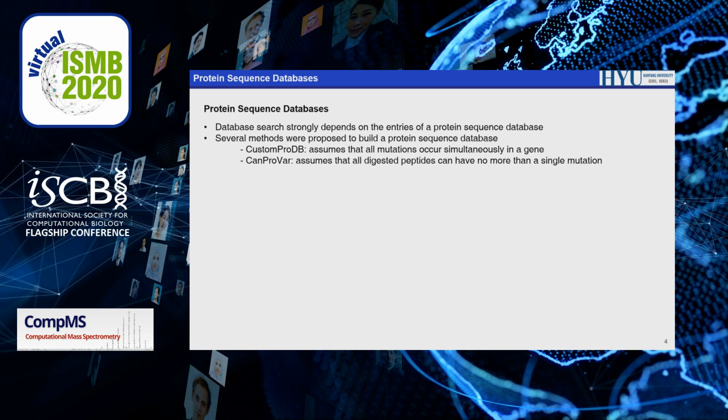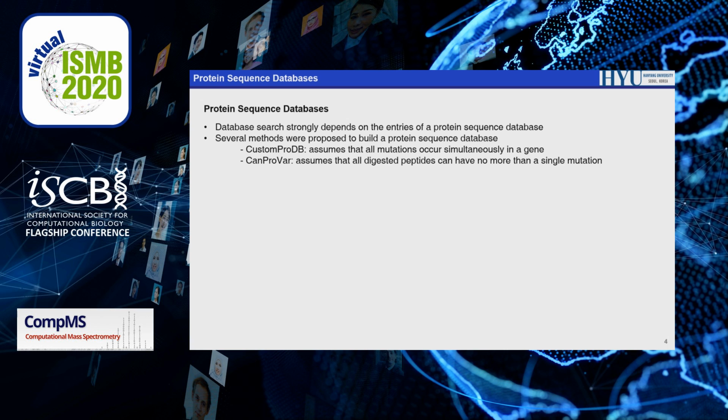Database search strongly depends on the protein sequence database, so it is important to use a proper protein sequence database. For this reason, several methods to build protein sequence databases were introduced, and they usually utilize mutations from next-generation sequencing.